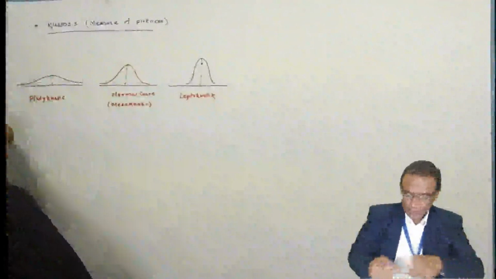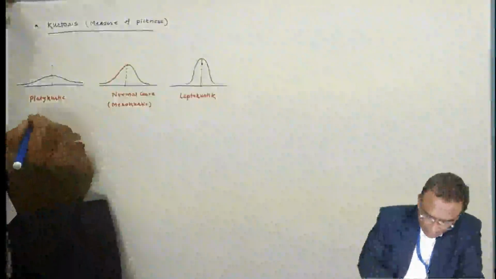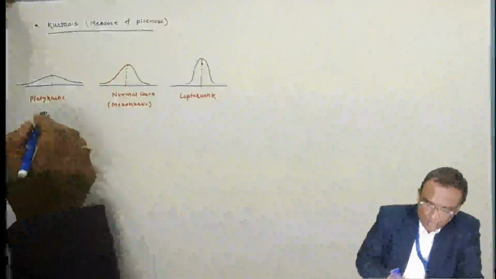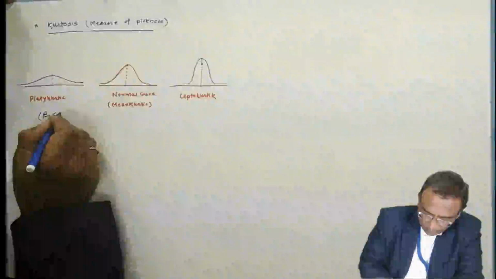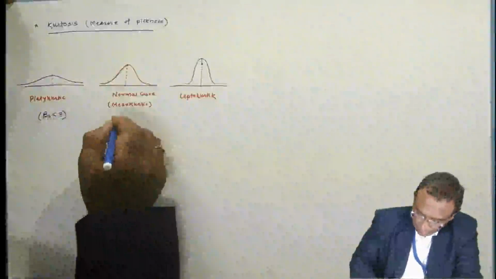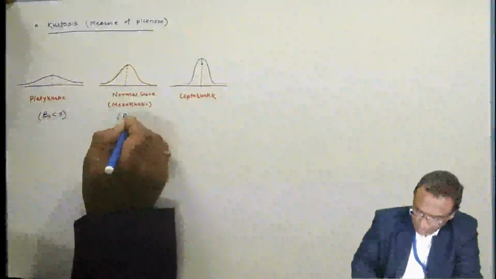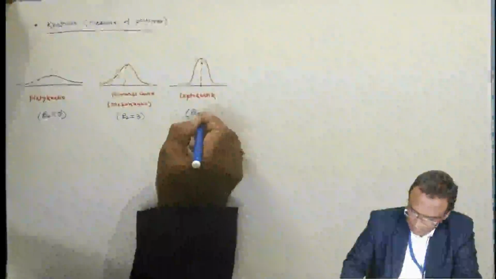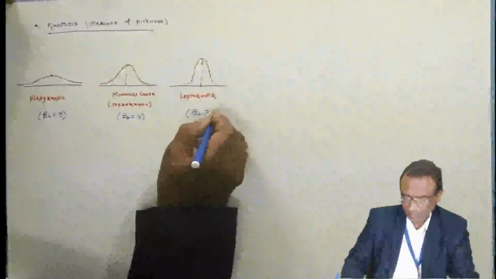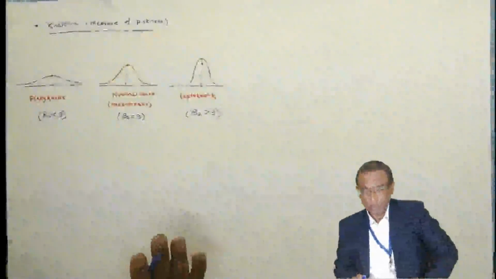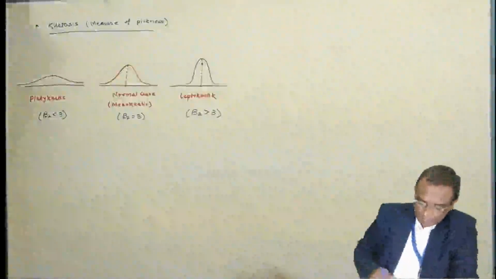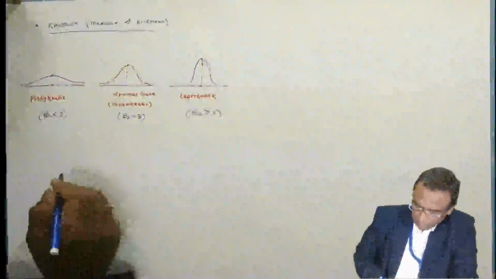Now, in short, I am going to write, I'll tell you what is beta 2. Beta 2 is a measure of kurtosis. Here beta 2 is less than 3. Here, when the curve is mesokurtic, beta 2 is 3. And here beta 2 is greater than 3. I'll tell you how to find out the value of beta 2. The degree of thickness we are going to calculate like this.